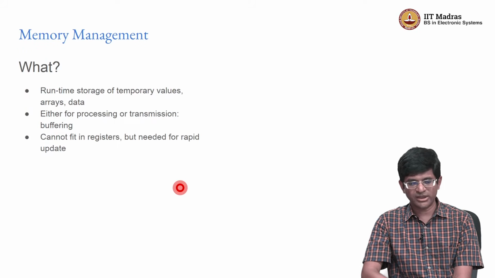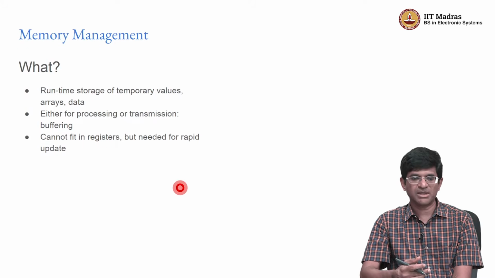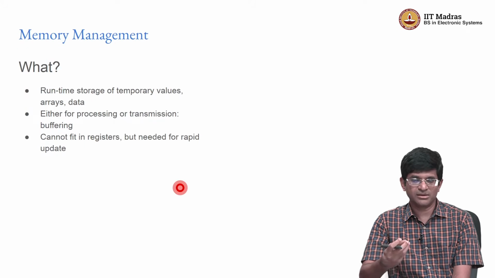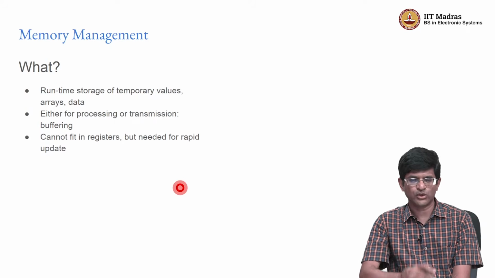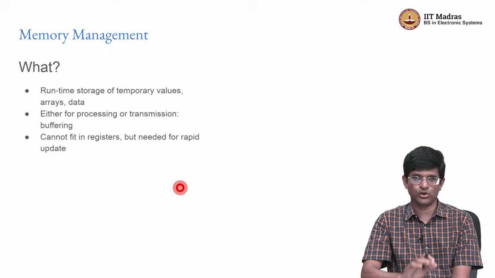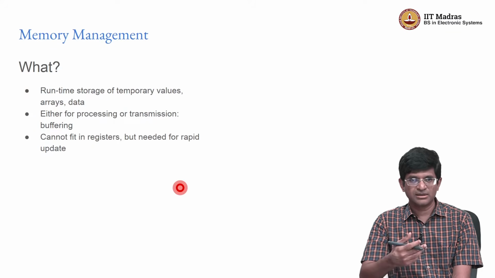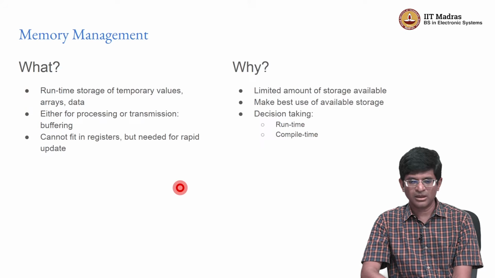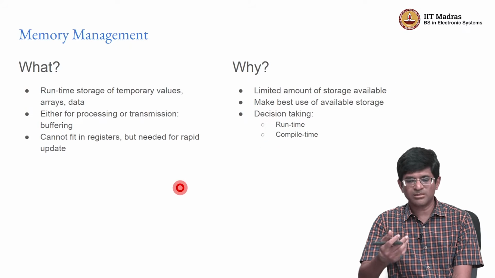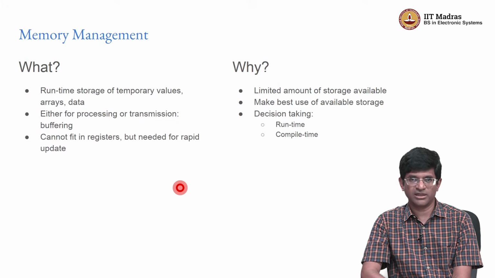And the problem here is the data is too big to fit within the registers of your CPU, but at the same time you also want to store it in a place where it can rapidly be updated, either processed or ready for transmission. So I don't want to put it into non-volatile slow storage. I want to keep it somewhere where it's readily accessible and I can just use it whenever I need to. So why do we need to do this memory management? Ultimately it comes down to the fact that we have a limited amount of storage available in any embedded system and we would like to make the best possible use of that.